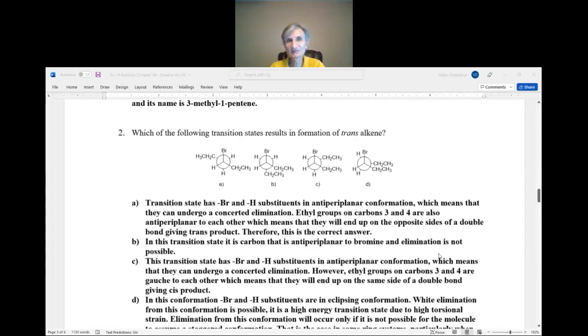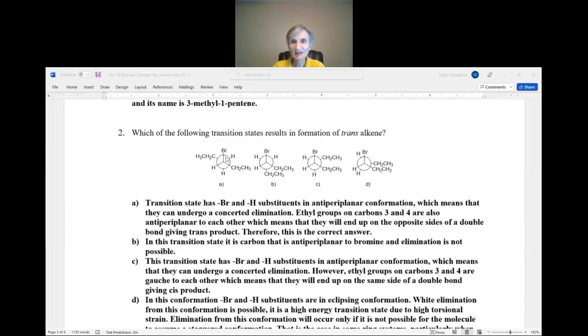Next question, question number 2. Which of the following transition states results in formation of trans alkene? So here we have Newman projections of various transition states. If we are talking about transition state that leads to particular alkene, that means that it's an E2 elimination. Because in case of E1 elimination, we would be talking about carbocation intermediate that leads to formation of particular alkene. So you need to analyze each one to see which one would result in formation of trans alkene.